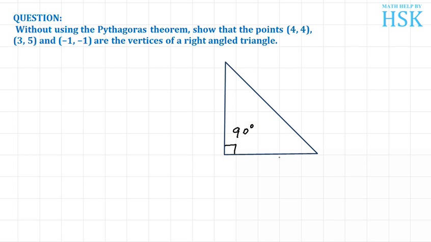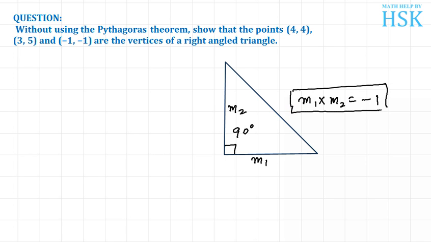If this side has a slope m1 and this side has the slope m2, so m1 and m2 are the slopes of the lines which form the angle of 90 degrees, then the product of the slopes, that is m1 into m2, will be equal to -1. That is, if we have any triangle and two sides satisfy the condition of perpendicularity, that is the product of the slopes is -1, then it would be a right angle triangle. So this is how we are going to prove that these 3 vertices form a right angle triangle.